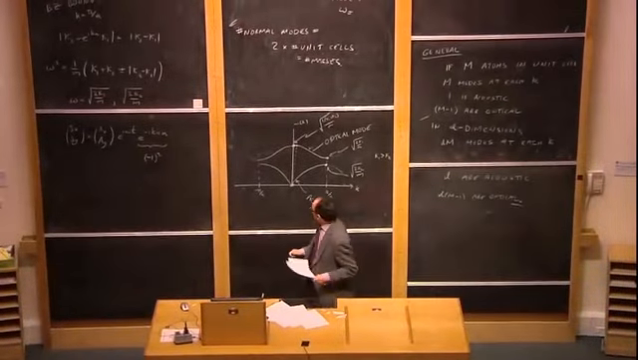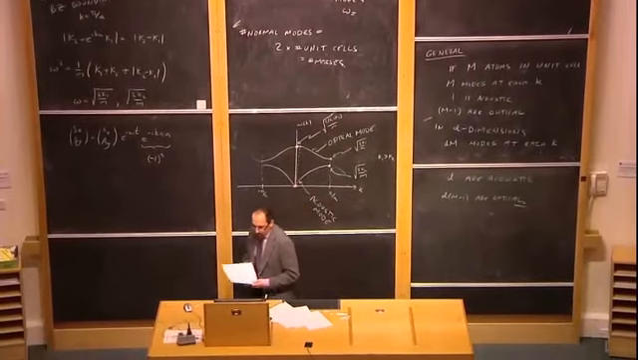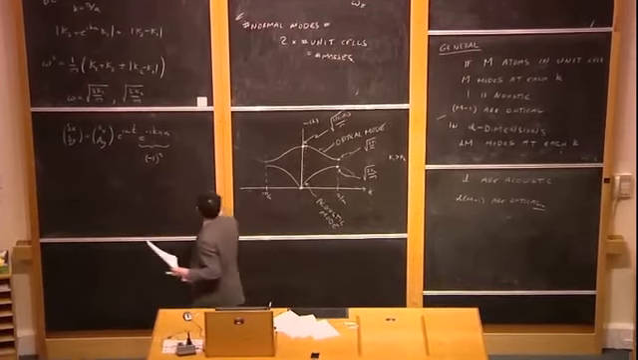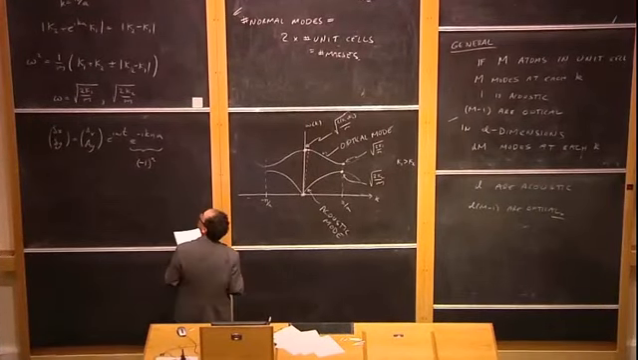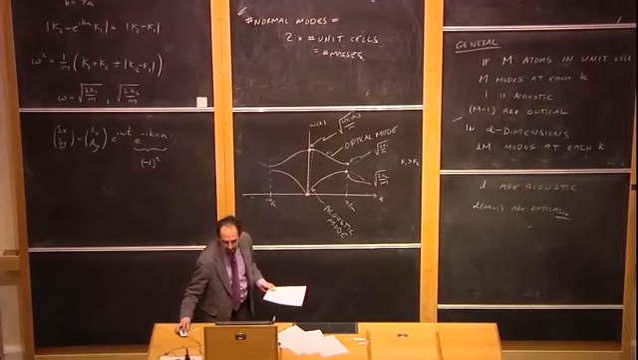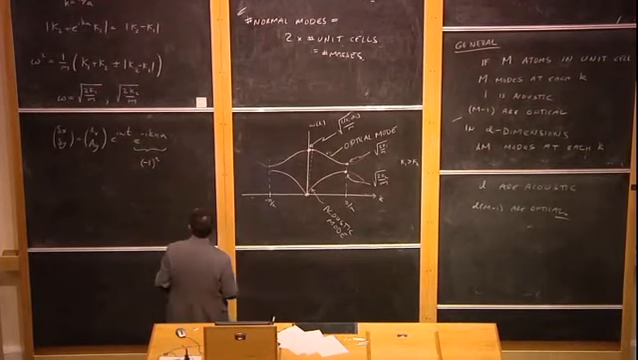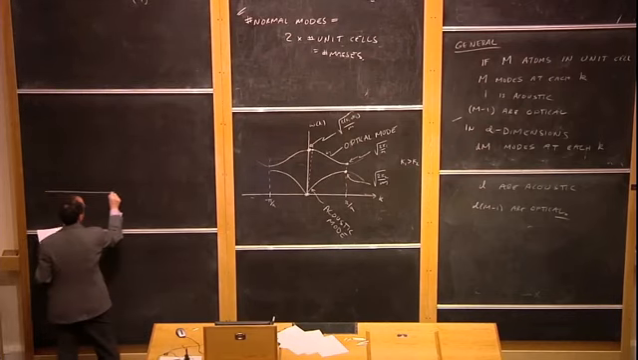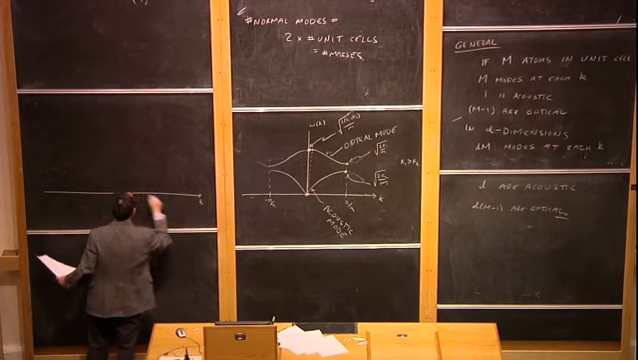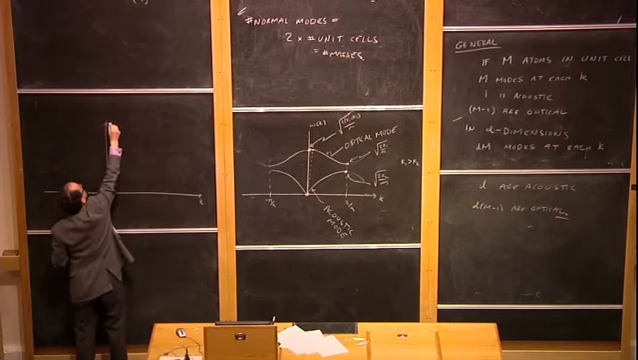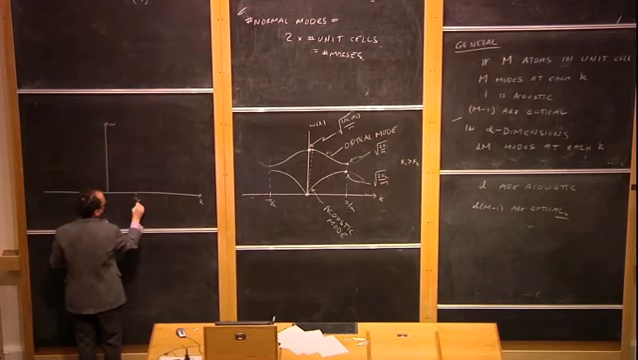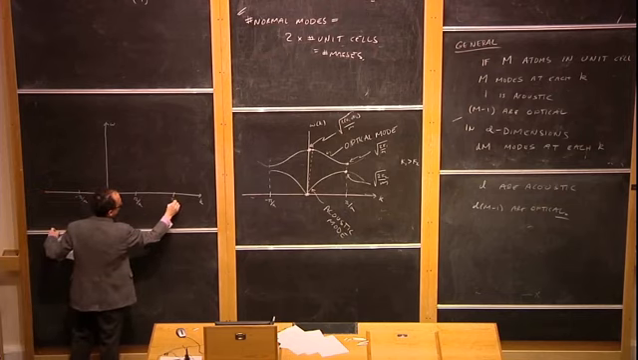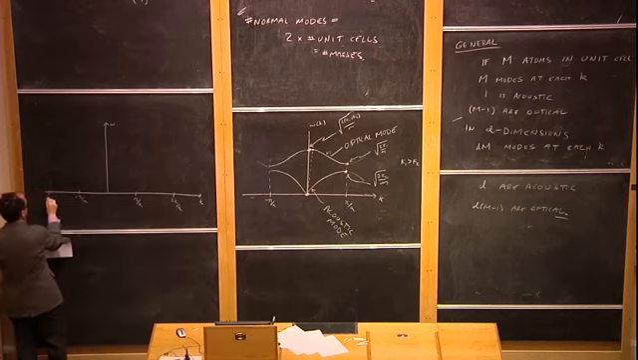Okay, so let me redraw this picture here. Let me redraw this picture, except I'm going to draw it slightly differently. Here's k again, here's omega. And I'm going to put pi over a here, and minus pi over a here, and then 2 pi over a here, and then minus 2 pi over a here.